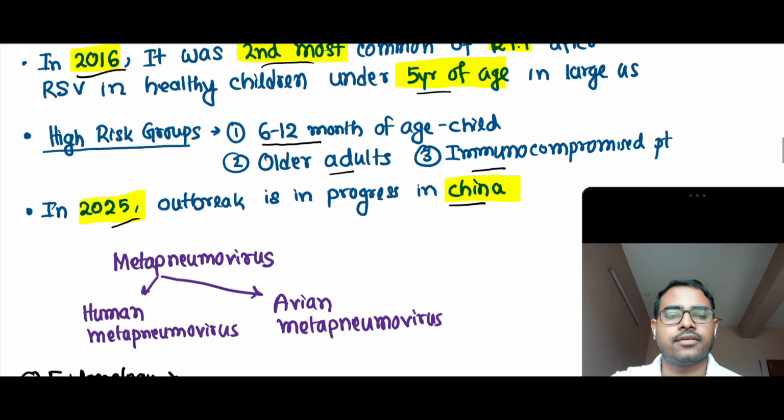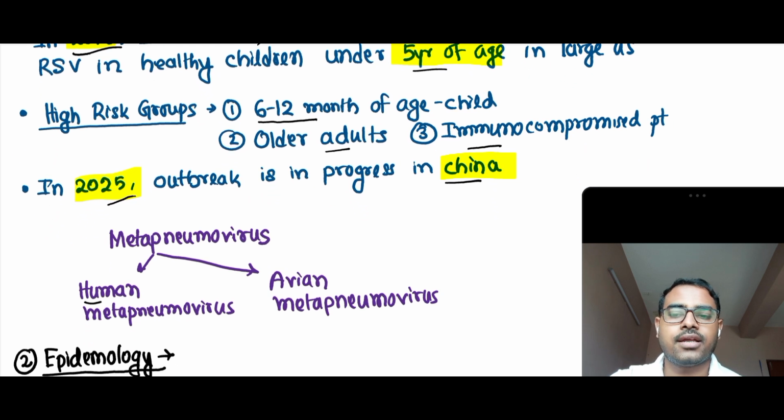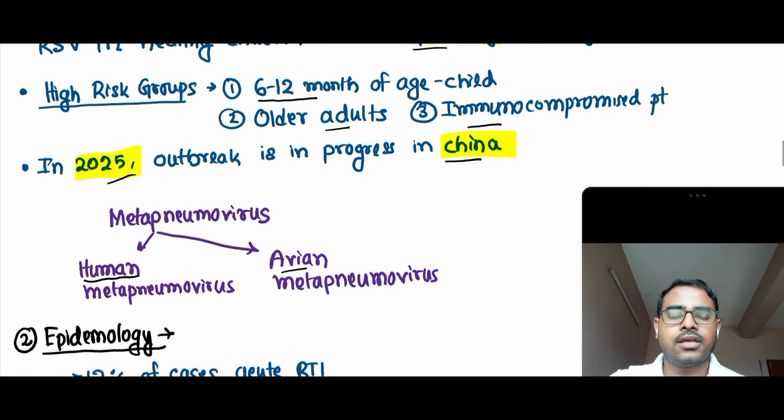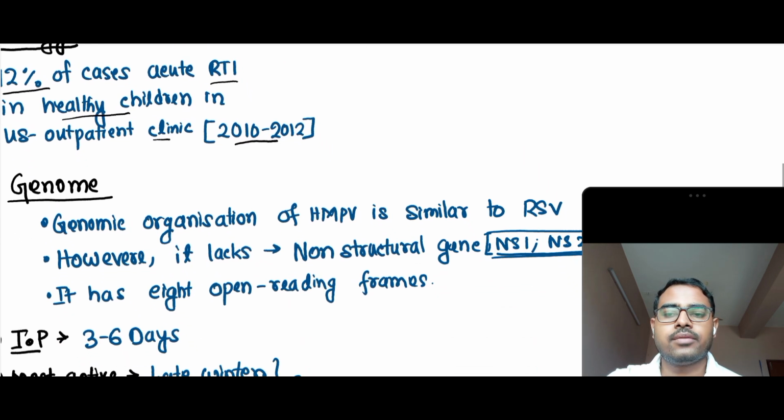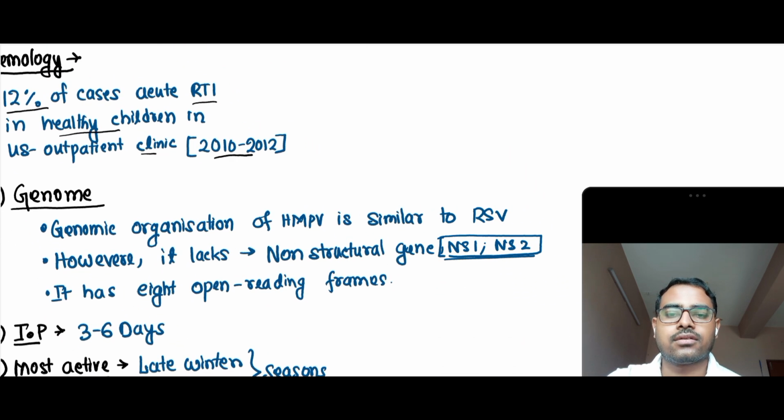Metapneumoviruses are of two types: human metapneumovirus and avian metapneumovirus. Epidemiology of the metapneumovirus: 12% of cases were acute respiratory tract infection in healthy children in US patient clinics in 2010 to 2012. The genome: the human metapneumovirus organization is similar to the respiratory syncytial virus, but it lacks the non-structural genes NS1 and NS2. It has 8 open reading frames.